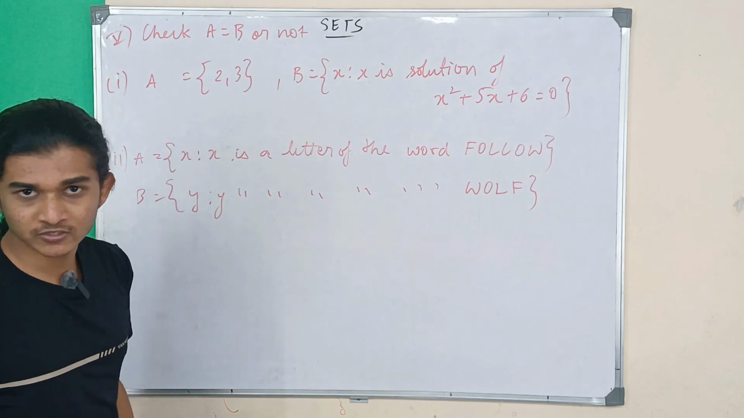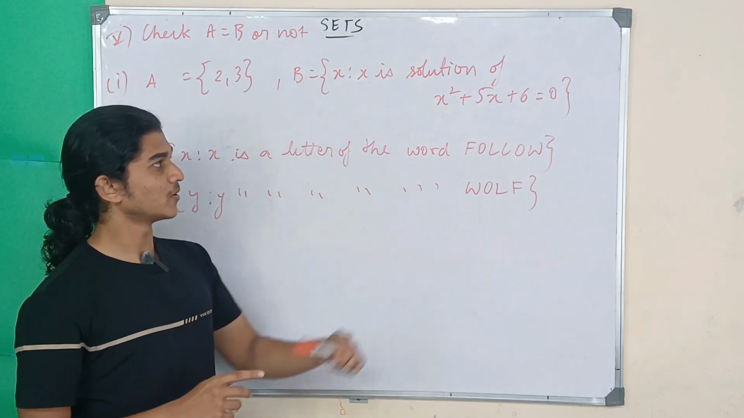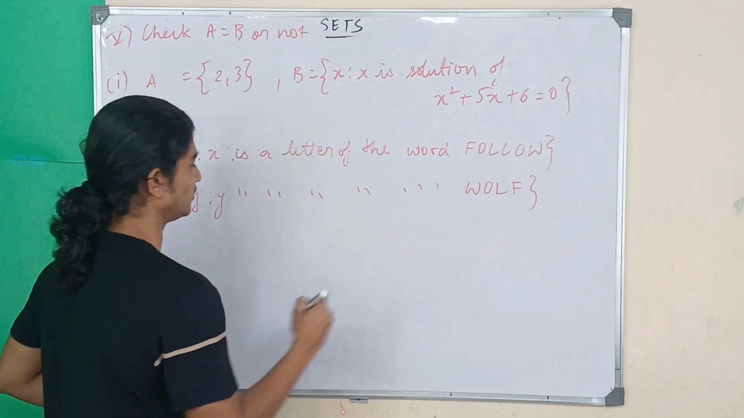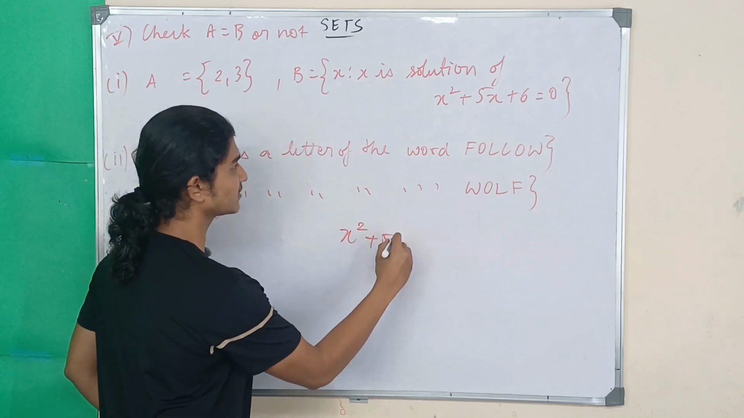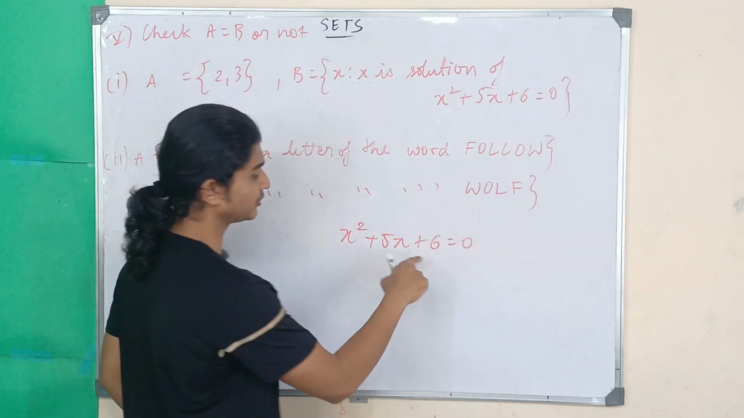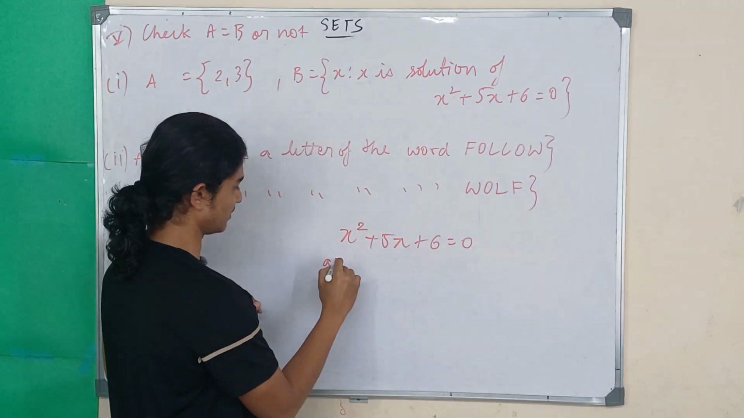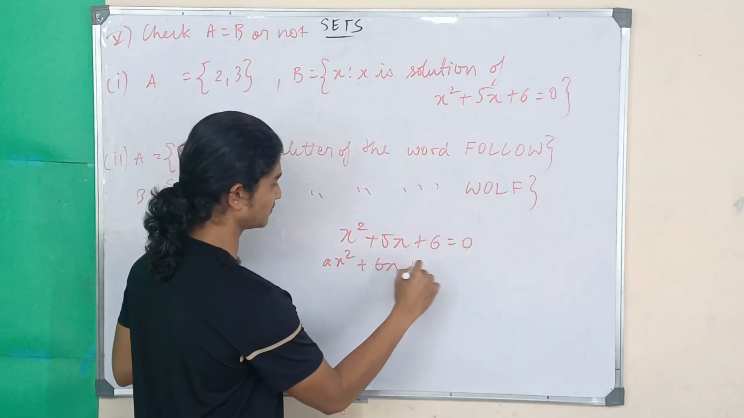Now as you know, there are many methods to solve quadratic equations. So I'm going to use the factorization method to solve this. So we have the equation x square plus 5x plus 6 equal to 0. So we need to find the factors for this. So basically you have to take this number. So it's like this, ax square plus bx plus c equal to 0.